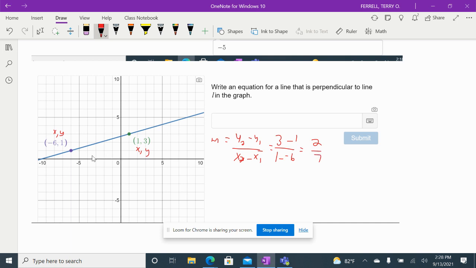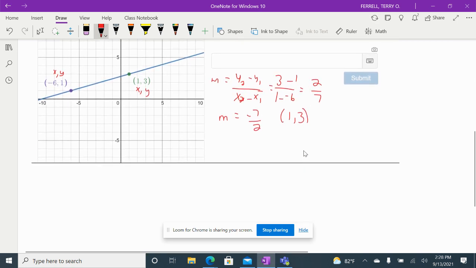Well, this is the slope of this line, but I need one that's perpendicular. So my new perpendicular slope would be m equals, flip it, make it negative, so that's going to be negative 7 over 2. Now, to write an equation, you need slope, and I need a point on the line. I could choose any one of these points. You could pick any point on that line because it just says write an equation for a line that is perpendicular to this line. So I am going to use (1, 3), but just know this is not the only answer. You could have chosen another x and y combination on the line to write the equation.